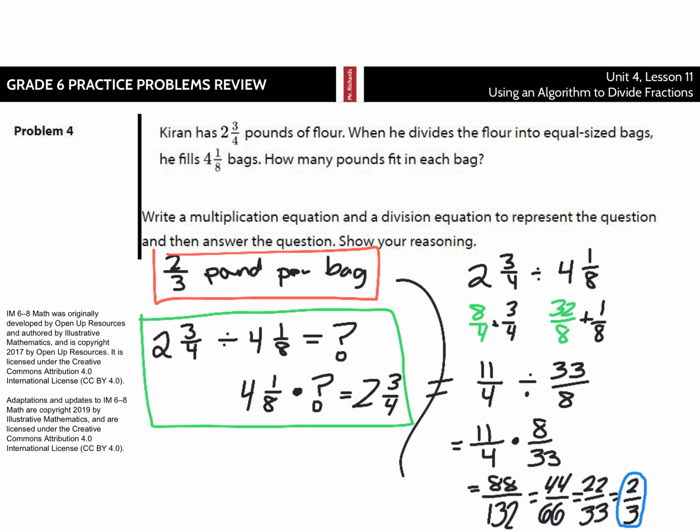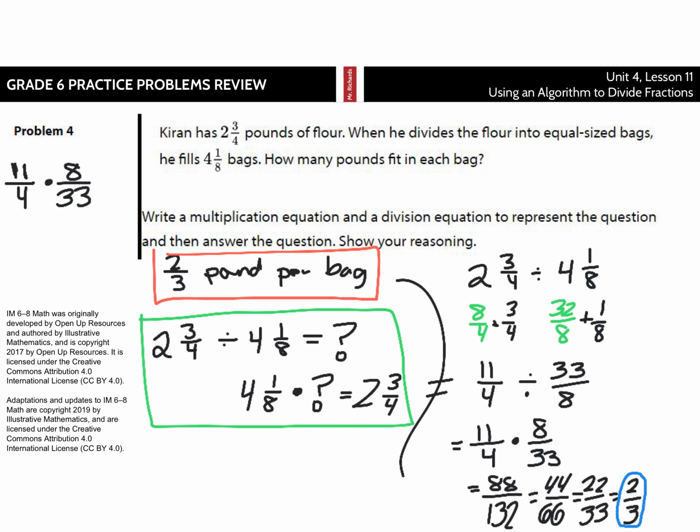Now, just to show you here on the left side underneath problem 4, another way to simplify this type of problem, 11/4 times 8/33.